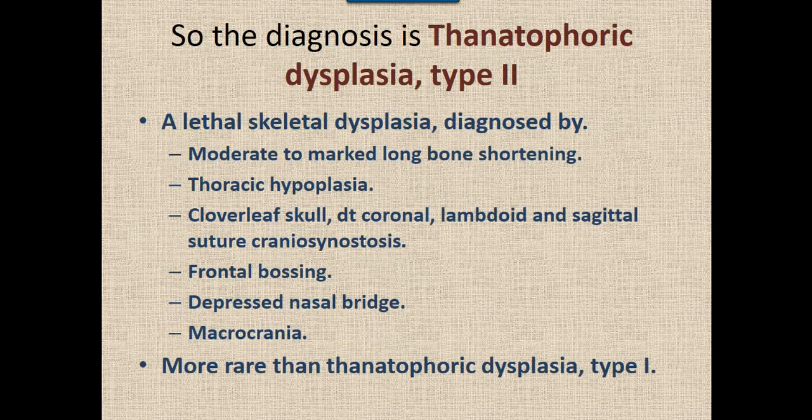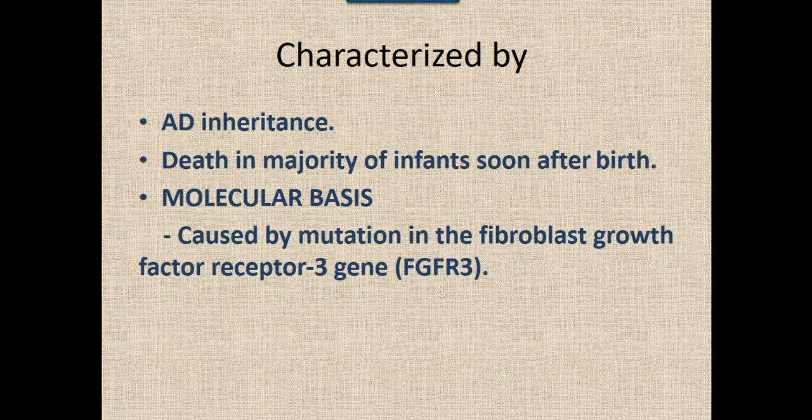So the diagnosis is thanatophoric dysplasia type 2, a lethal skeletal dysplasia diagnosed by moderate to marked long bone shortening, thoracic hypoplasia, cloverleaf skull due to coronal, lambdoid, and sagittal suture craniosynostosis, frontal bossing, depressed nasal bridge, and macrocrania. It is more rare than thanatophoric dysplasia type 1.